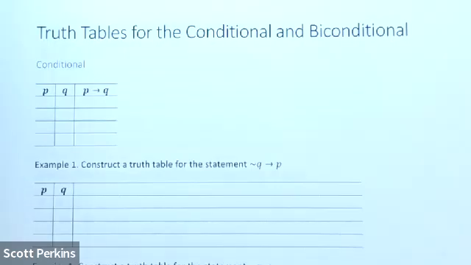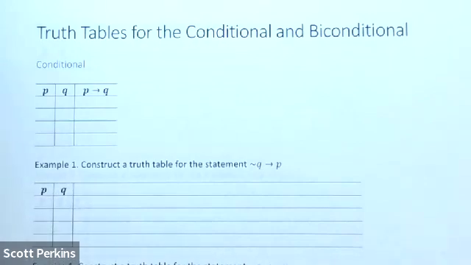Okay, now that we have our truth table facts for the first three of our connectives, the negation, the conjunction, and the disjunction, we're going to do the same thing with the conditional and the biconditional. Okay, so we're gonna do these separately.